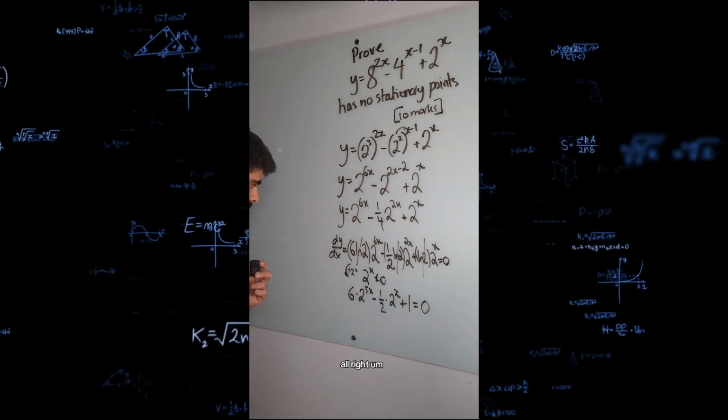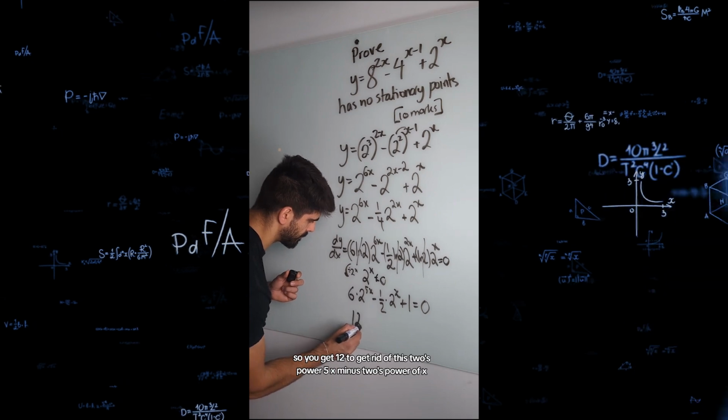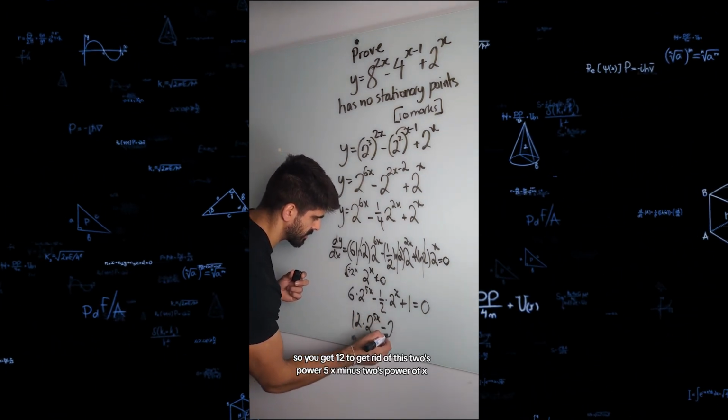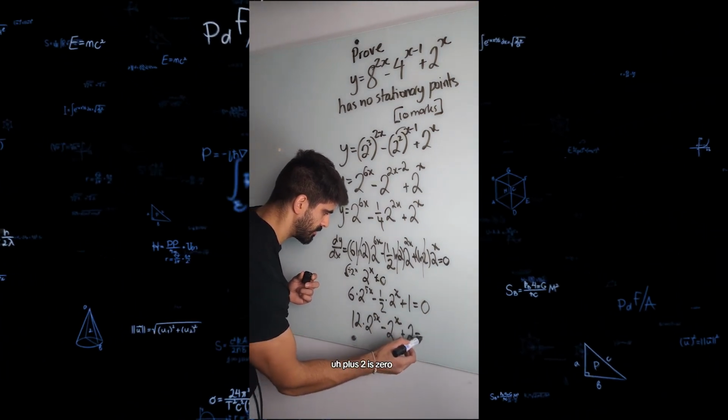All right. Should we times through by 2? So we get 12 to get rid of this. 2 to the power of 5x minus 2 to the power of x plus 2 is 0.